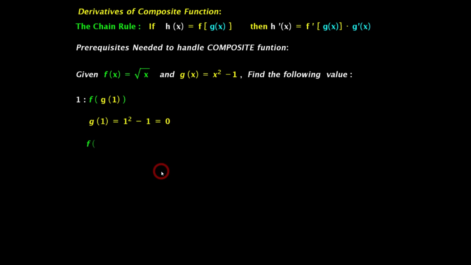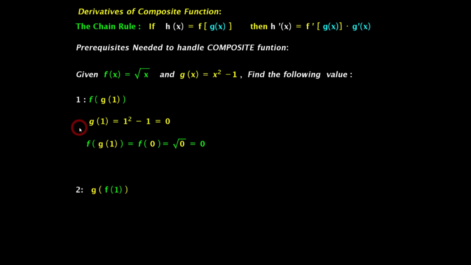Next question, what should be f of g of 1? That was the main question. We got the value of g of 1. And to handle the f function, it says whatever I put instead of x, I should put under the root. So f of 0 should be just root of 0. And the final answer is 0. And we are done. Next, another quick and fast example.